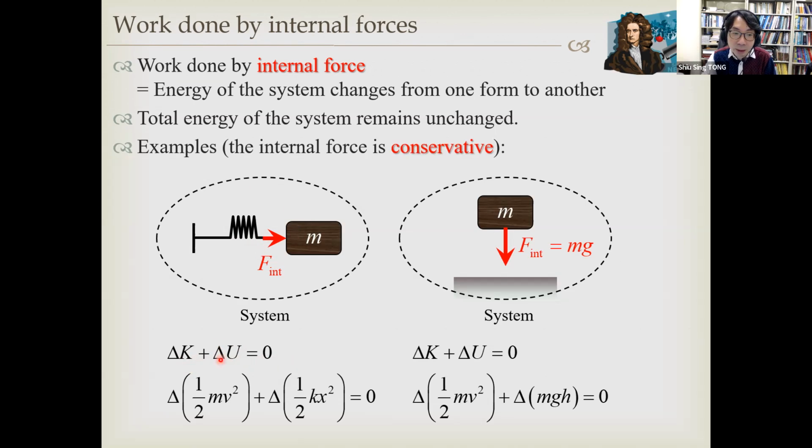Okay, so I have the conservation of mechanical energy for this system as delta K plus delta U equal to 0. And if you like, you can write explicitly K is half mv squared and U is half kx squared for the spring.